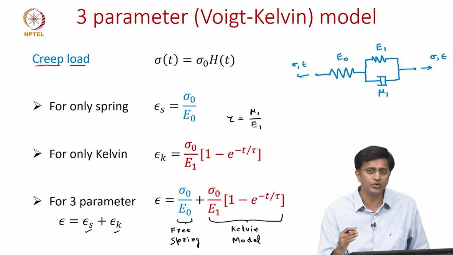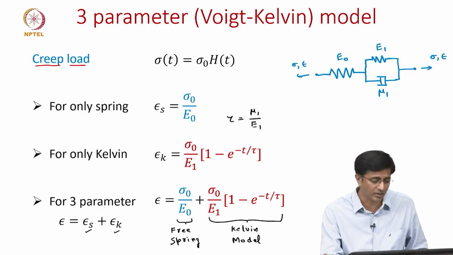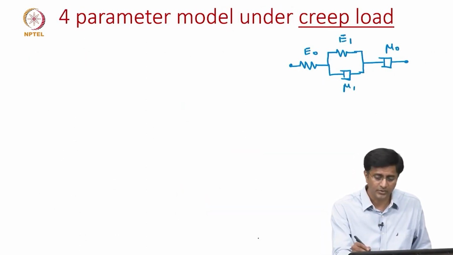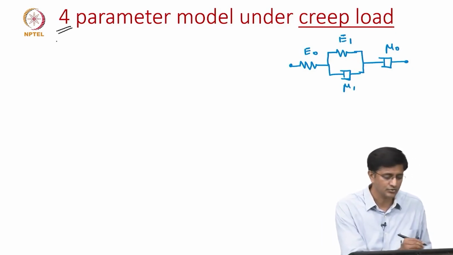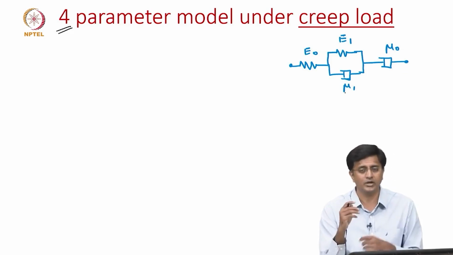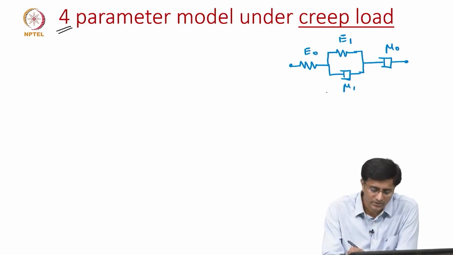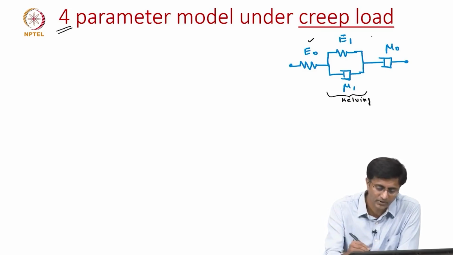Next, we will move on to the 4 parameter model. There we will look at both the 3 and 4 parameter models, and we will visualize how the response looks like. But first, let us derive what is the creep response for a 4 parameter model. So, here in a 4 parameter model, we have already seen that we have a Maxwell model and a Kelvin model both in series. So, this represents the Kelvin model, and the free spring and the free damper here represent the Maxwell model.